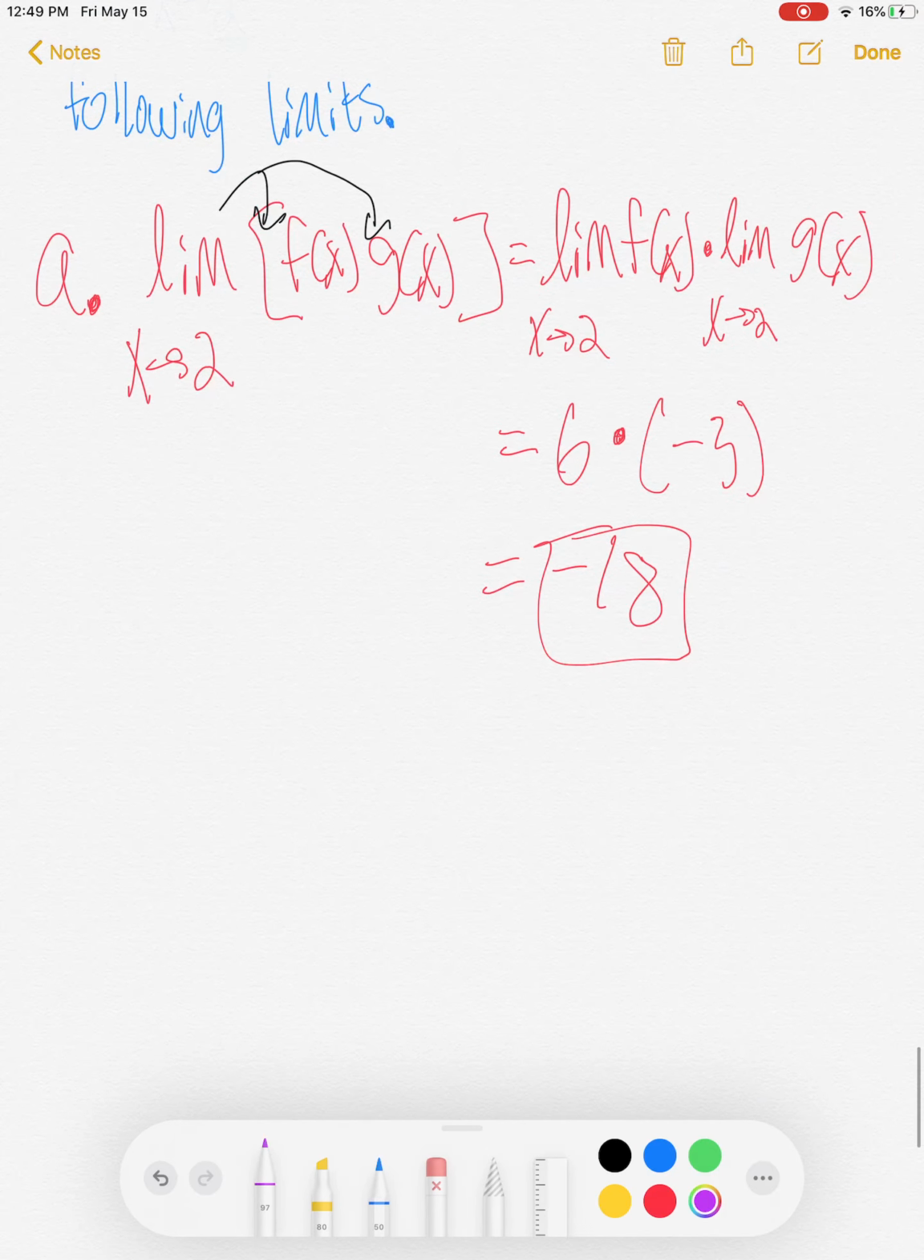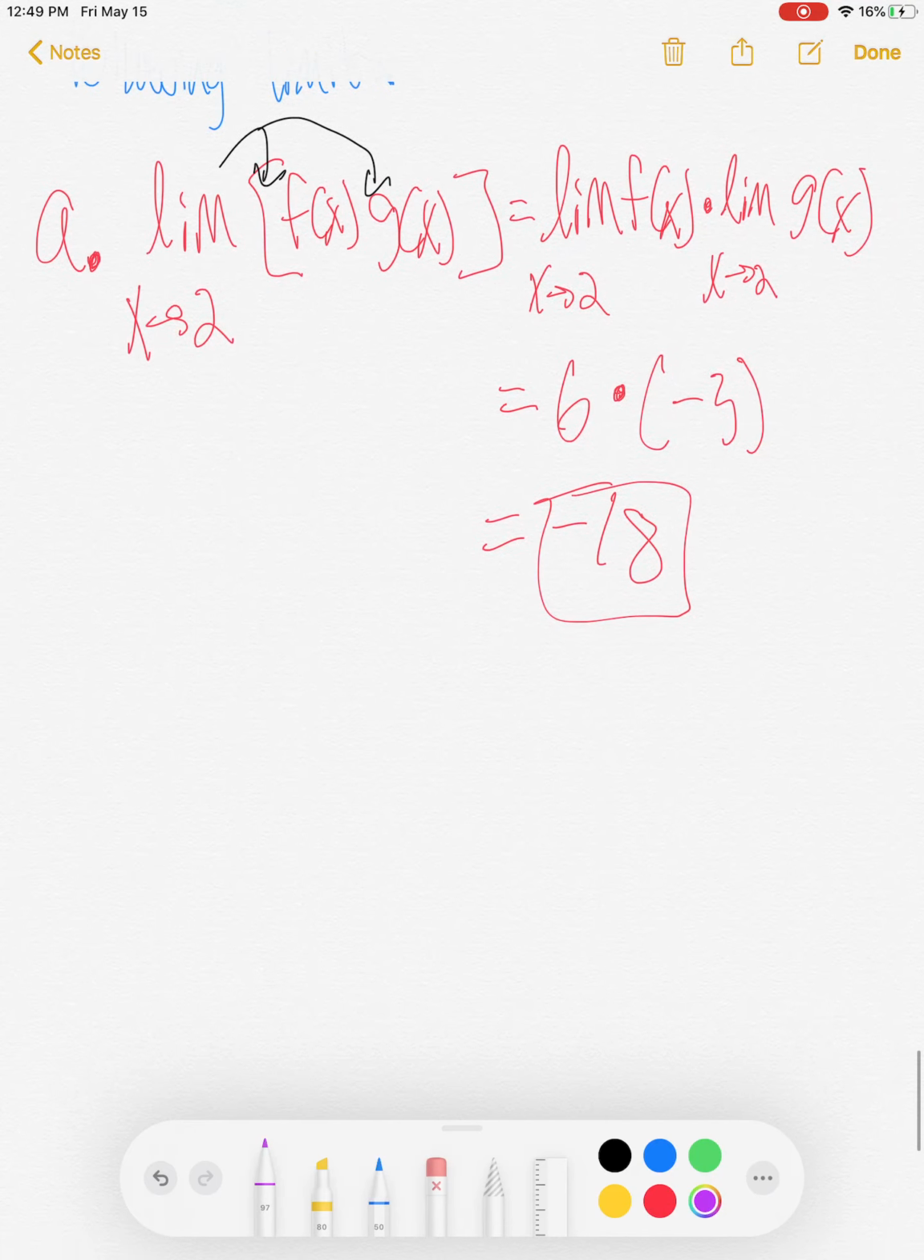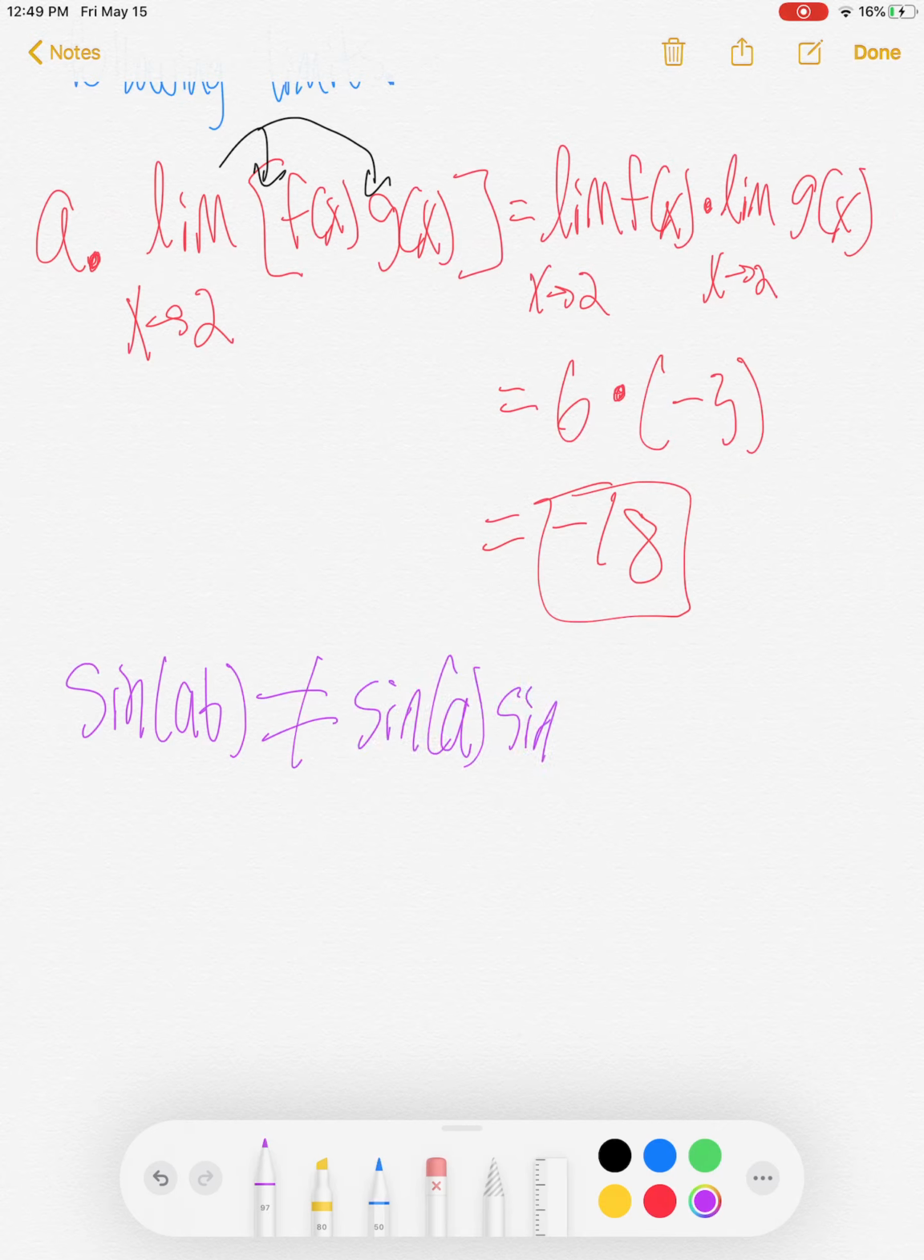Now, a word of caution, and I'm going to make a few remarks like this over the course of this problem. It is not true, for example, that sine of A times B is the same as sine of A times sine of B. So right, we all know that's true. So what is the point that I'm trying to make here?